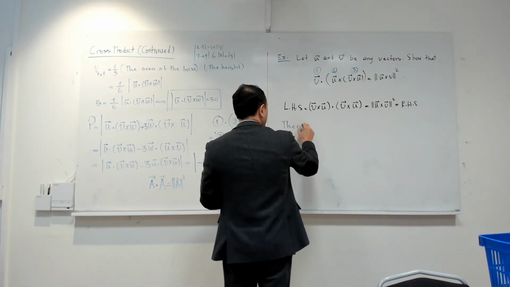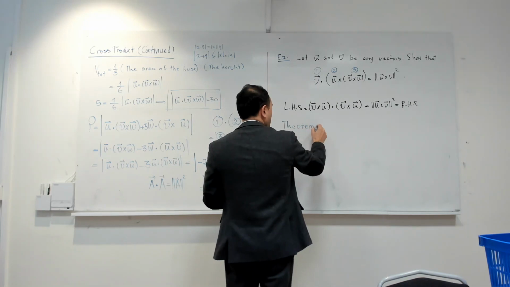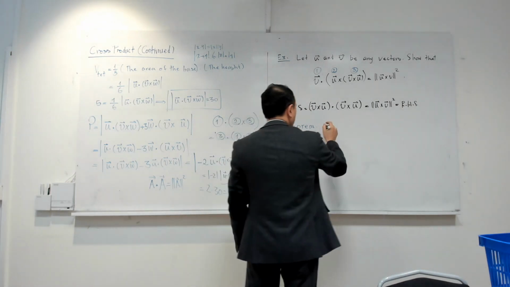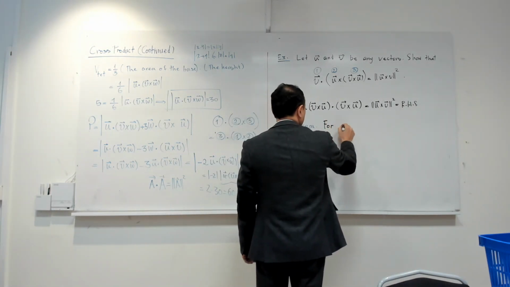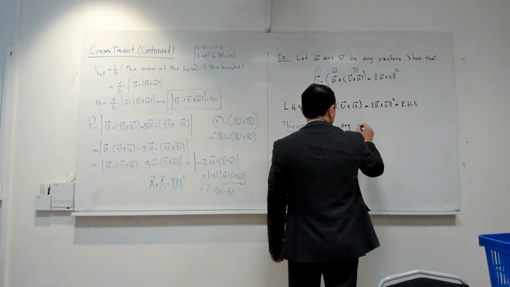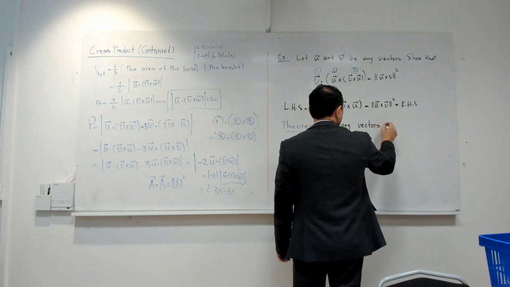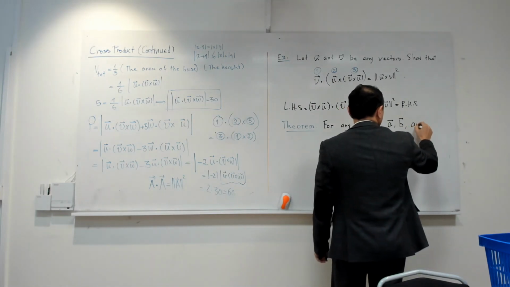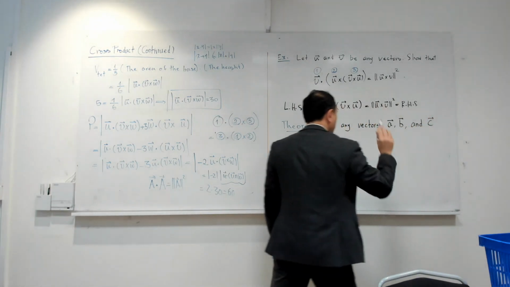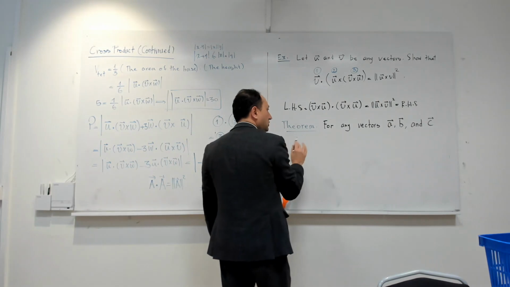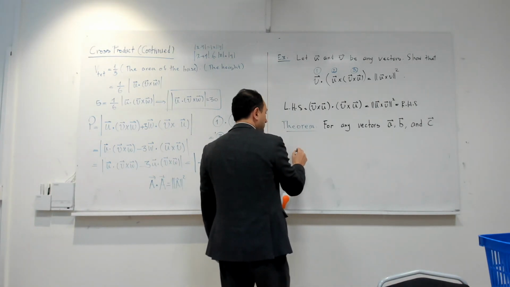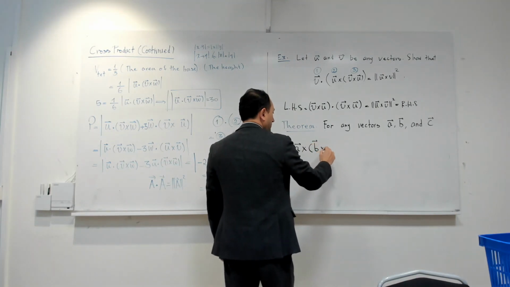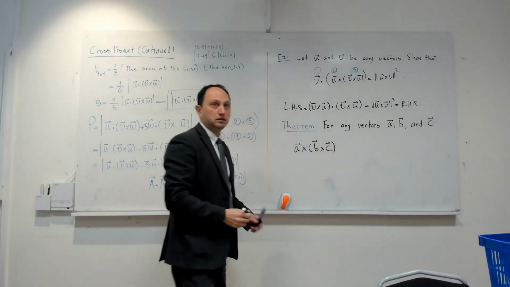Even though I want to always use u and v for vectors, here I start using a, b, and c as vectors. For any three vectors a, b, and c, we want to calculate this combination. There is no name for it. It's not a triple product or whatever. I want to write a nice formula for this combination.